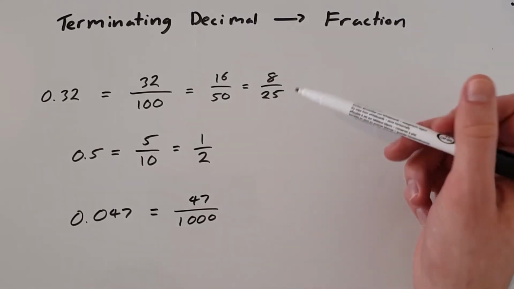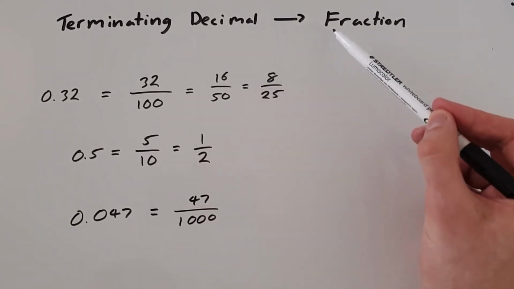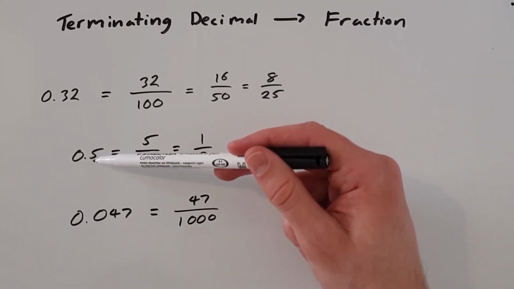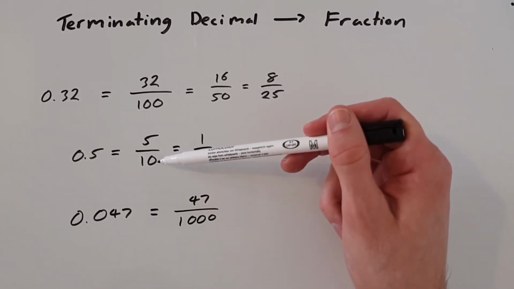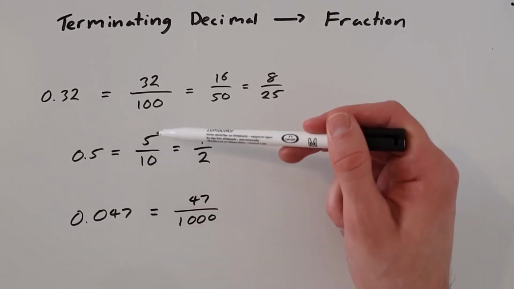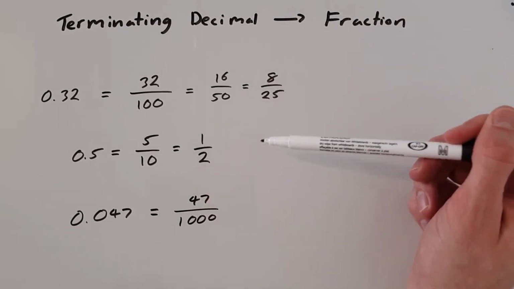Okay, and that's how you calculate fractions from terminating decimals. You just see how many numbers there are after the decimal point. That corresponds to the number of zeros you put in your power of 10 in the denominator, and then you keep the numbers on top and then just cancel it down to get your final answer.